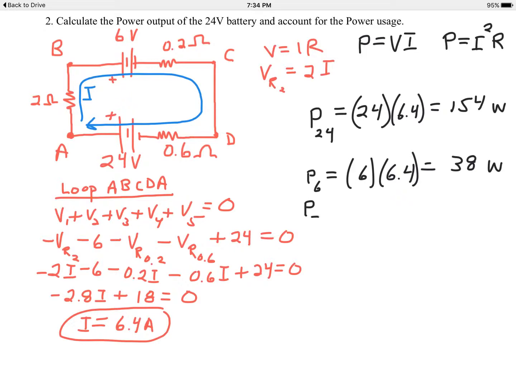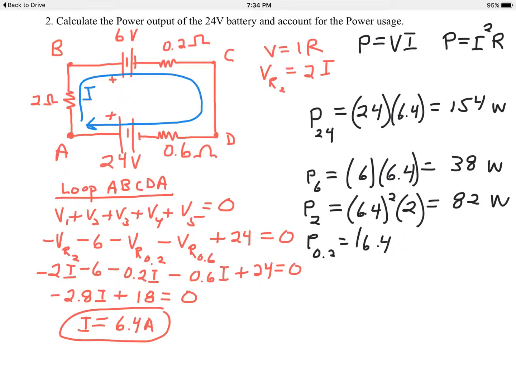The power of the 2 ohm resistor, P sub 2 for the 2 ohm resistor. Now I'll use I squared R because that's easier for the resistors. It's 6.4 squared times the 2 ohm resistance becomes 82 watts for the 2 ohm resistor. And then we have the 0.2 ohm resistor, which is going to be 6.4 squared, I squared, times the 0.2. Well, that's just 10 times less. That's just 8.2, or just 8 watts.